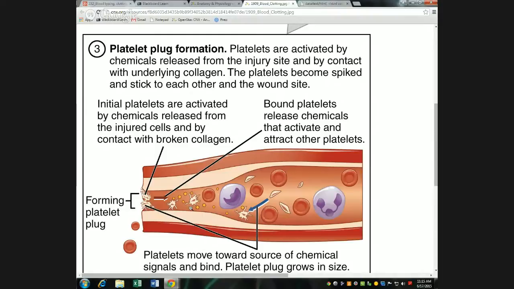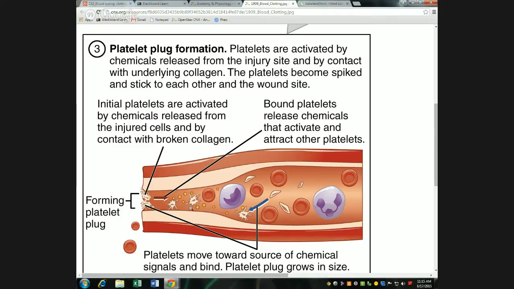That's the idea. When one platelet is activated, it releases chemicals that activate more platelets. And when those platelets are activated, they release chemicals that activate more platelets. So it's going to cause probably an exponential increase in activated platelets, which are going to then congregate at the site of blood loss and form this platelet plug. Why is that important? You just stop bleeding.